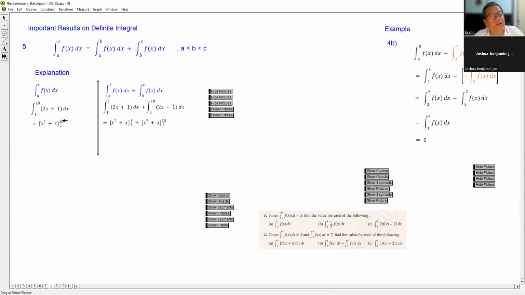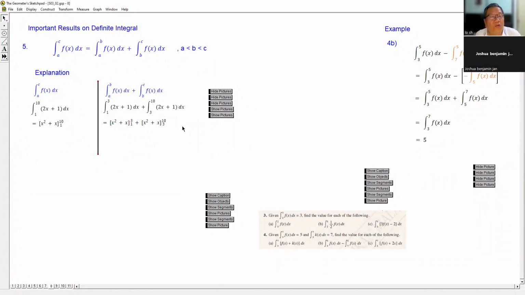Let's say you want to integrate from 1 to 10. It's the same as integrating from 1 to 3, then 3 to 10. Instead of 1 to 3, 3 to 10, I can say 1 to 9, then 9 to 10. The answer will still be the same, as long as these numbers are continuous. There's no break in between.